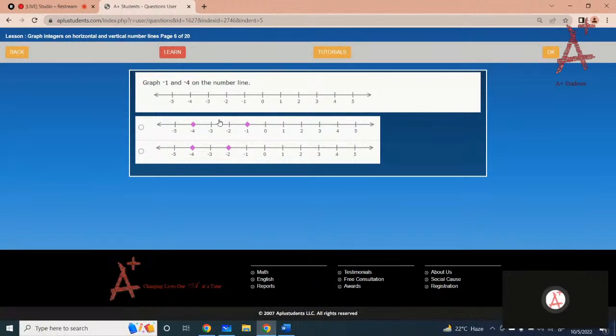Graph negative 1 and negative 4 on the number line. So which option is the correct one? Yes, it is the first one.